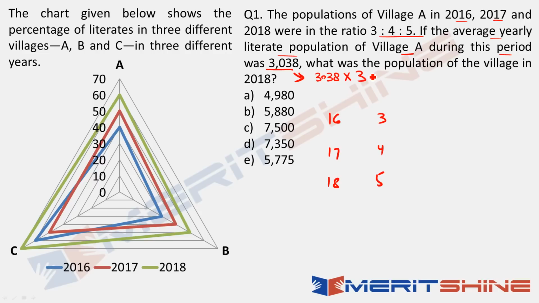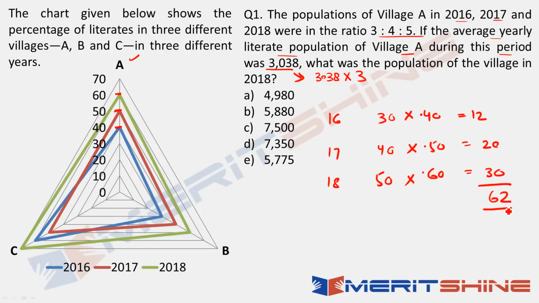Now for 2018, we'll first look at this data for A. This is 40% for 16, 50% for 17, and 60% for 18. Let us assume that the populations are 30, 40, and 50. If the total population in 2016 is 30, what would be the literate population? Where do you get it from? From this number, 40%, so this into 0.40. For 2017, it's 0.50. And for 2018, this is 0.60. So these numbers would be 12, 20, and 30. You sum it up, you get 62.